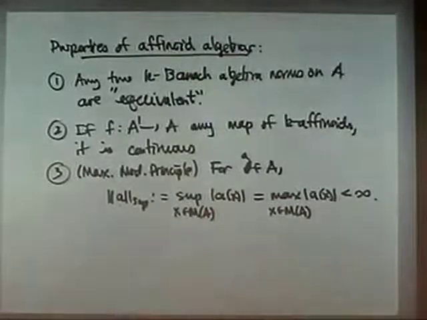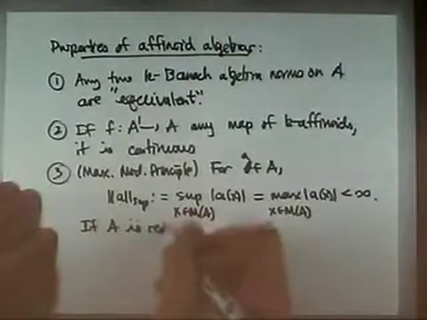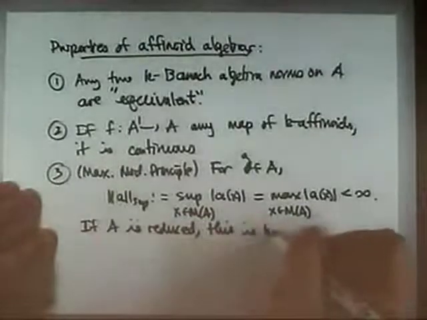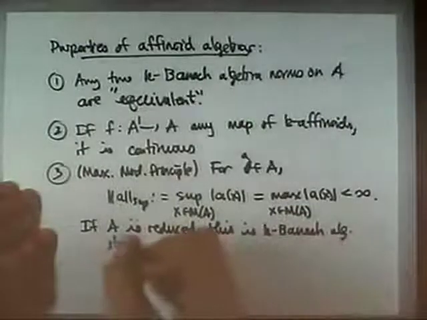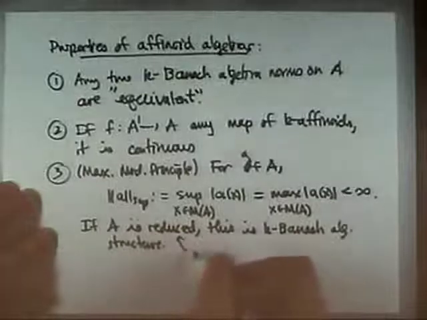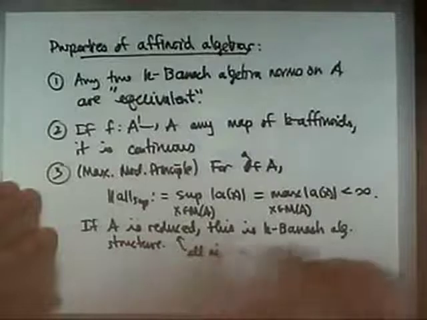Okay, this will kill all the nilpotents. But in fact, it's a nice fact, again, not at all obvious, that if this ring is reduced, this is in fact a k-Banach algebra structure. So if A is reduced, as the Tate algebra is, for example, this is a k-Banach algebra structure. I'm sorry, reduced meaning that there are no non-zero nilpotents, so all nilpotents are 0. Well, the only nilpotent is 0.